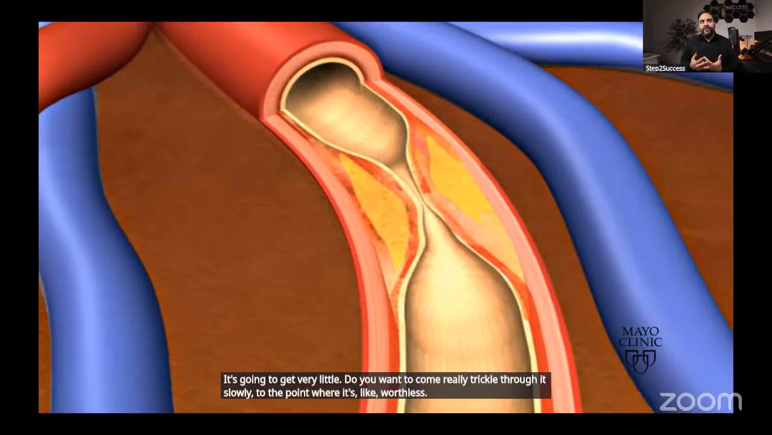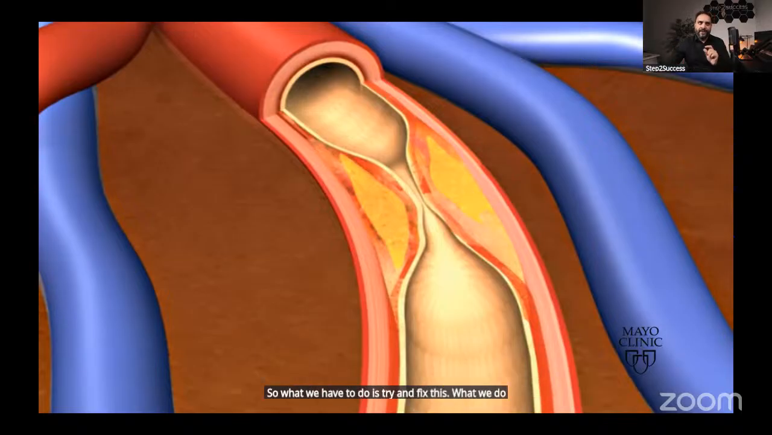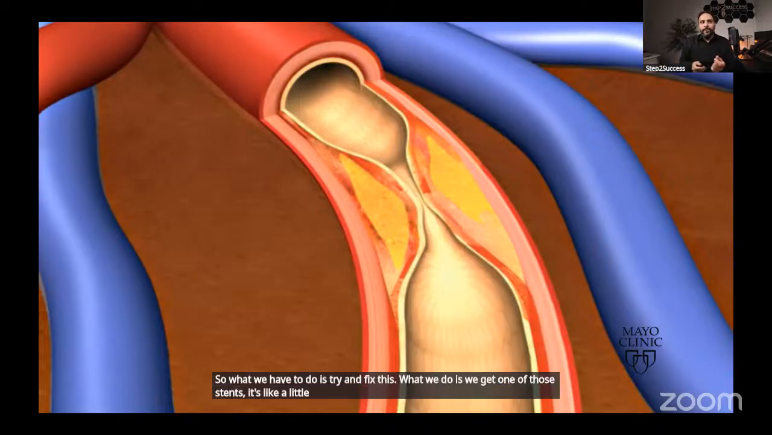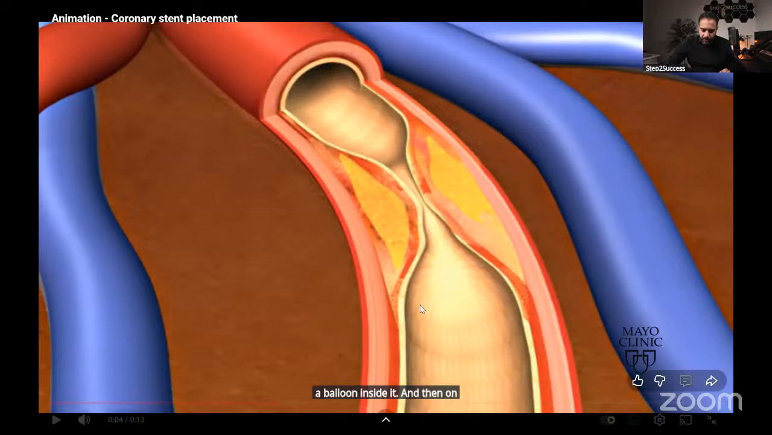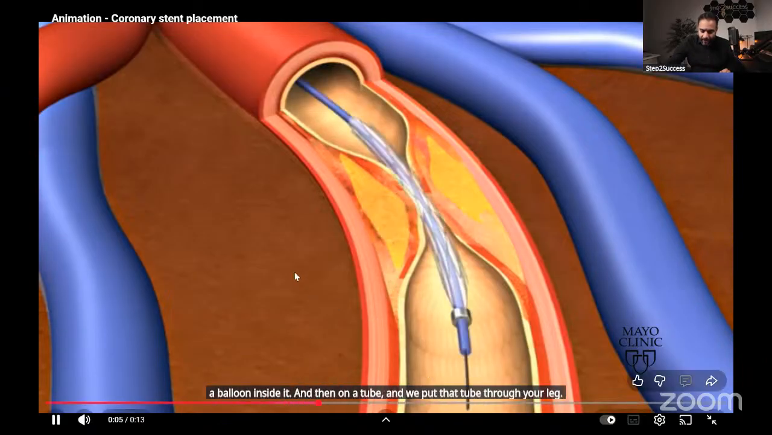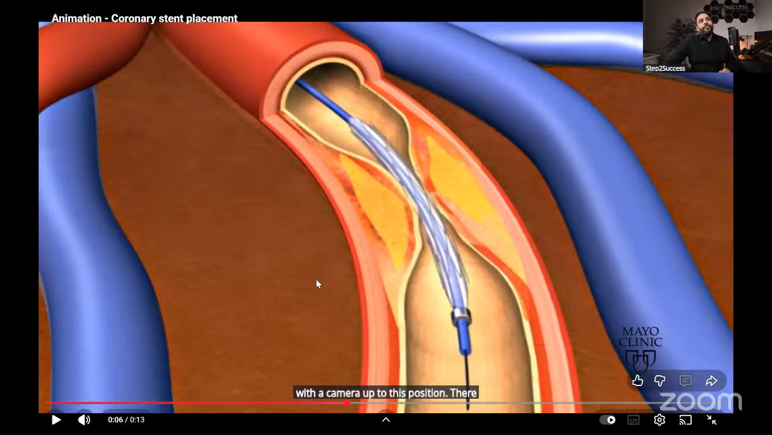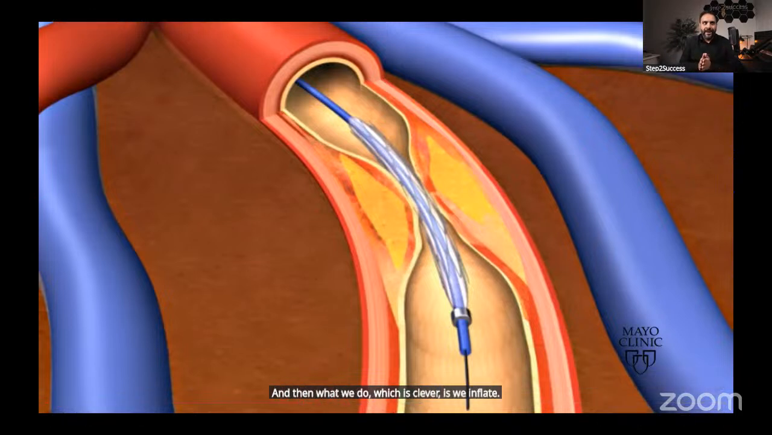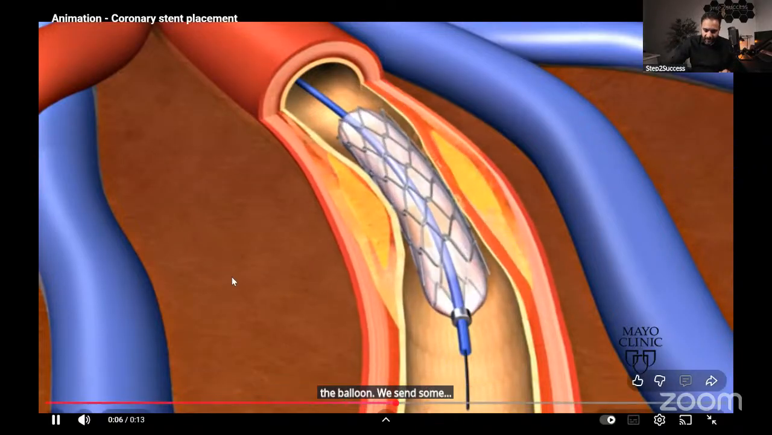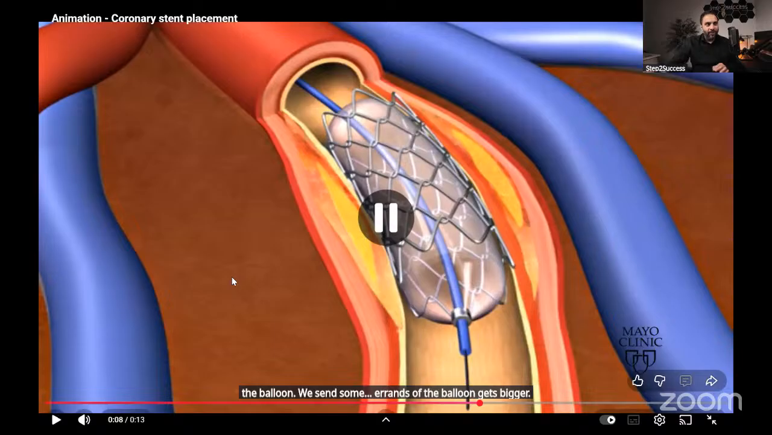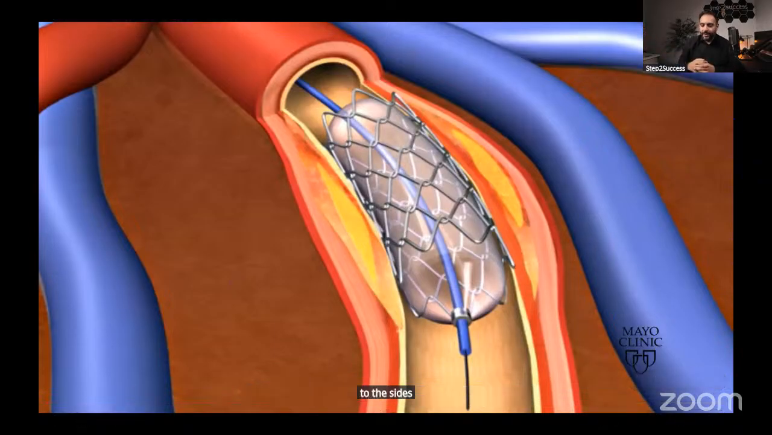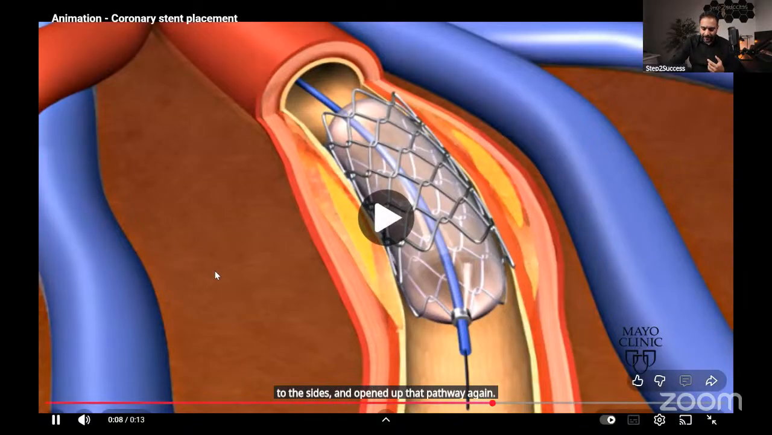So what we have to do is try and fix this. What we do is we get one of those stents. It's like a little metal cylinder. We put a balloon inside it and then on a tube, and we put that tube through your leg with a camera up to this position. There it is. And then what we do, which is clever, is we inflate the balloon. We send some air in so the balloon gets bigger. Like that. And look what it's done. It's pushed all of that fat to the sides and opened up that pathway again. And then all we do is we deflate the balloon and take it out.